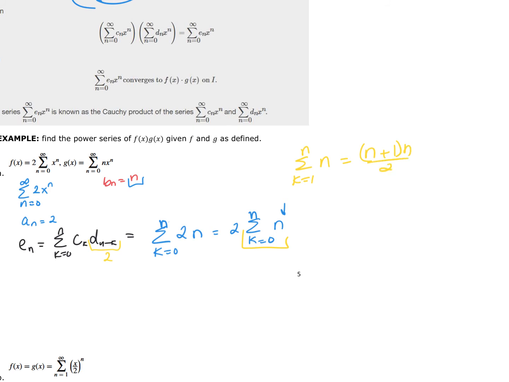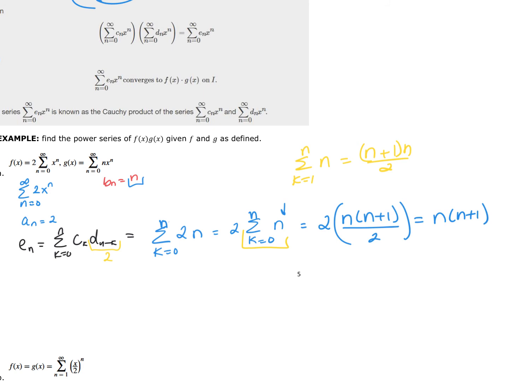Now the fact that I start at 0 doesn't do anything for me. I can start at 1 because it just means the first term is 0. So this will be equal to 2 times n plus 1 divided by 2, which gives me n plus 1.